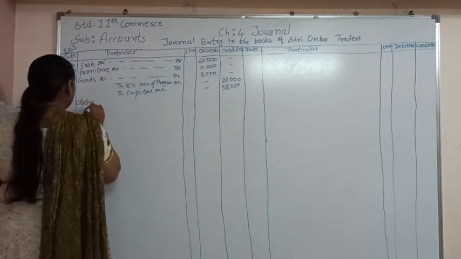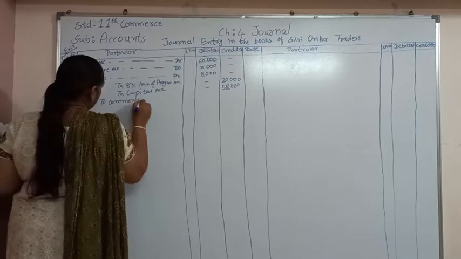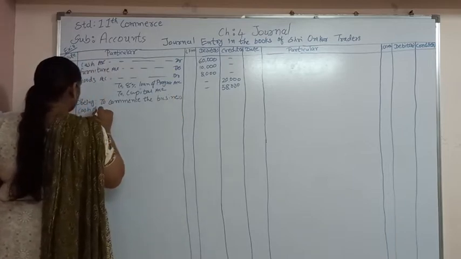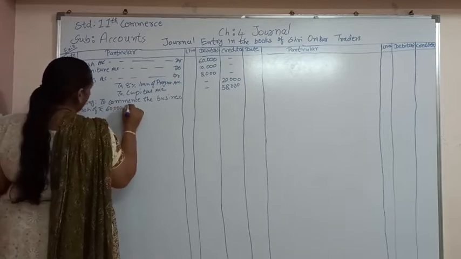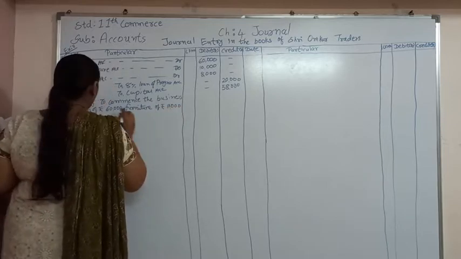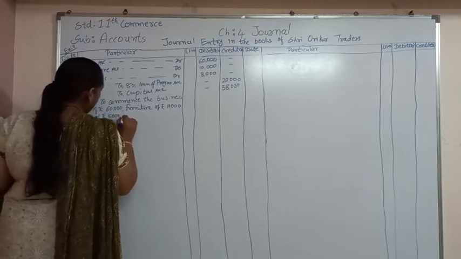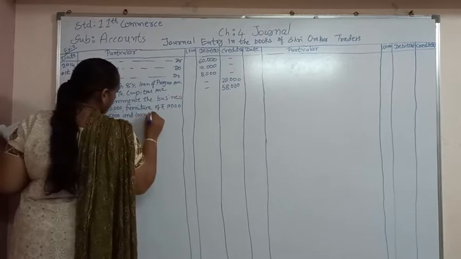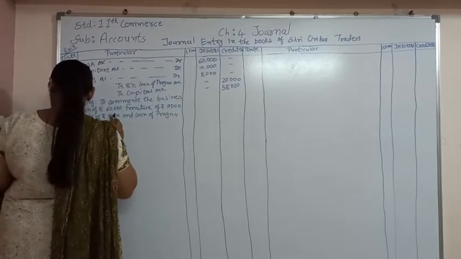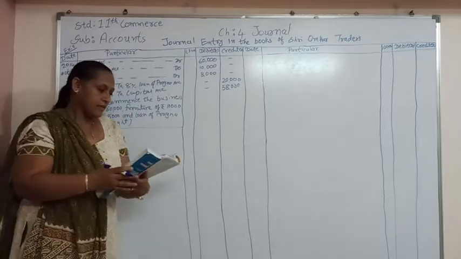Being business commenced with cash of rupees 60,000, furniture of rupees 10,000, goods of rupees 8,000 and loan of Pragna rupees 20,000 introduced. So for that. Now let's see the second transaction.